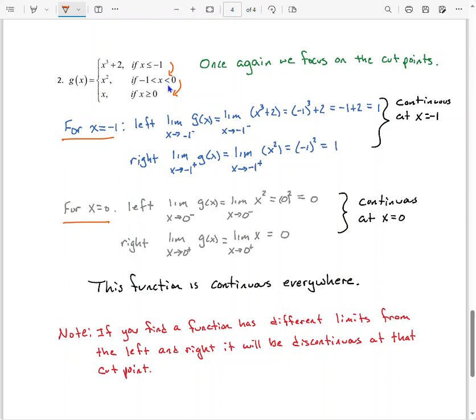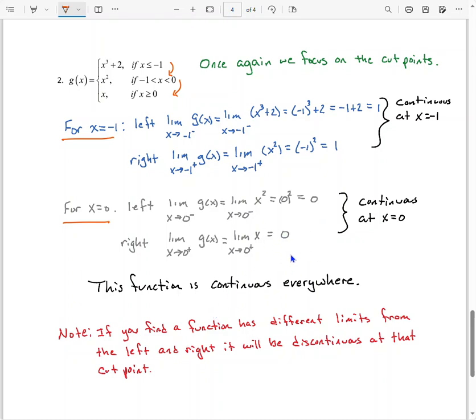Now we'll do the exact same thing for x equals 0. The left, literally x is to the left of 0, so I'll use it here, x squared. And notice this is x is bigger than, above, larger, upper, to the right. X, when I put in 0, it turns out to be continuous at 0 everywhere.